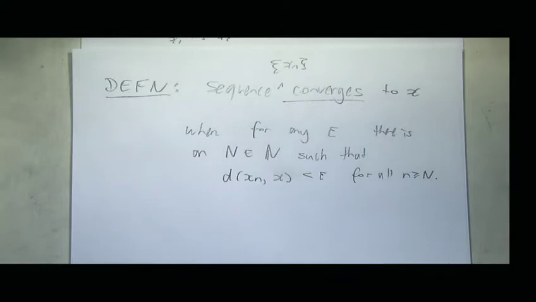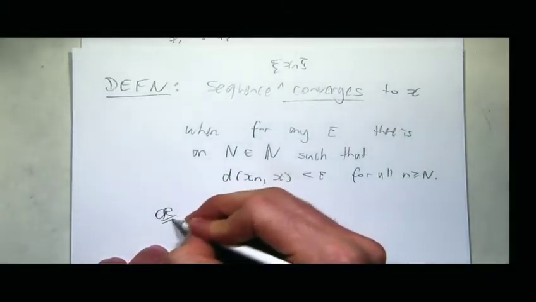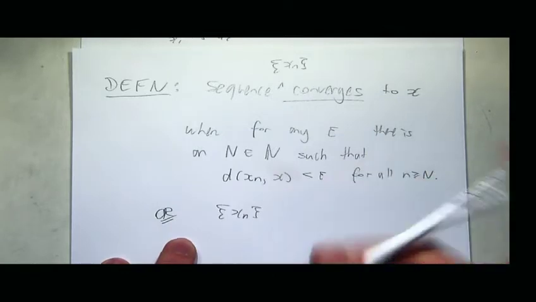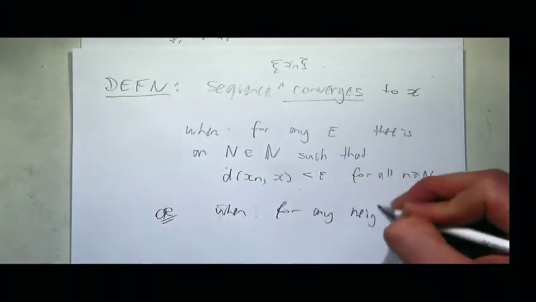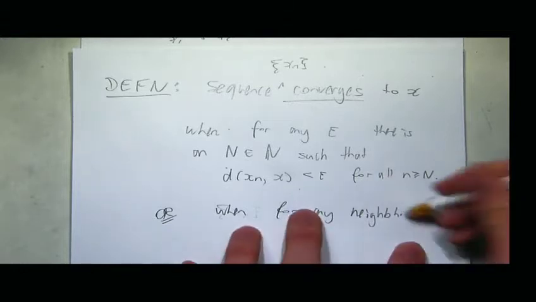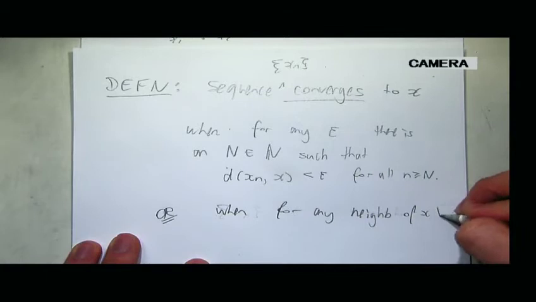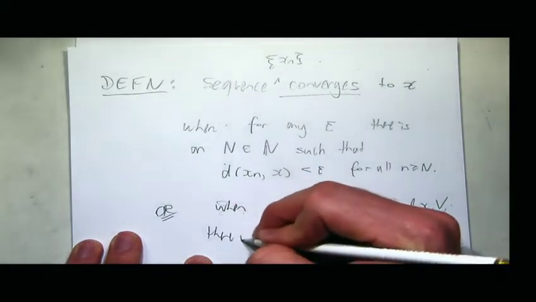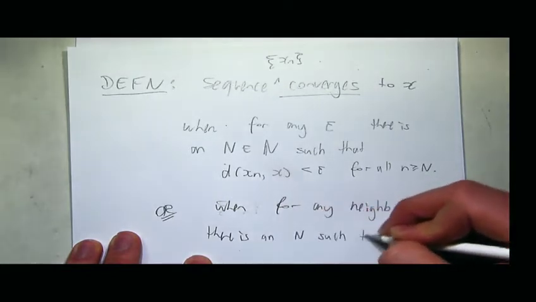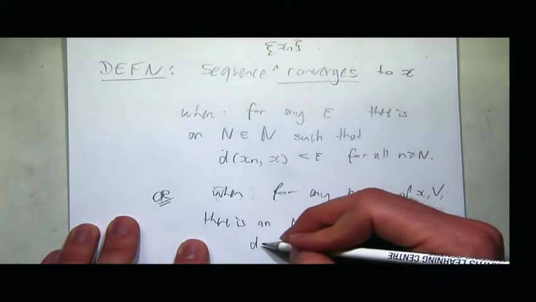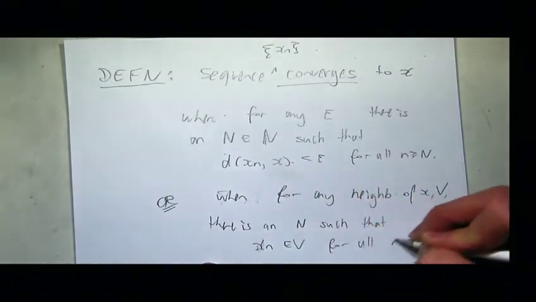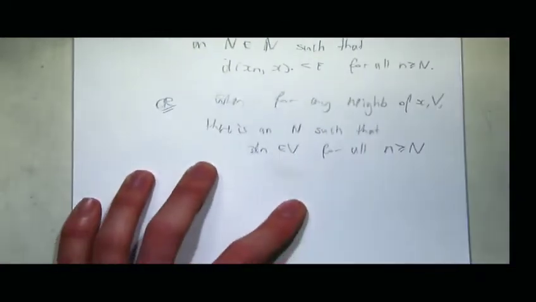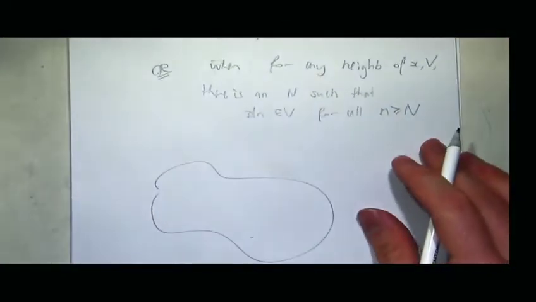He's also got a neighbourhood definition. A sequence xn converges to x when, for any neighbourhood of x, which we shall call V, there is an n such that xn is in V for all n greater than or equal to n. So let's think about what that means in terms of the picture. That's my metric space.